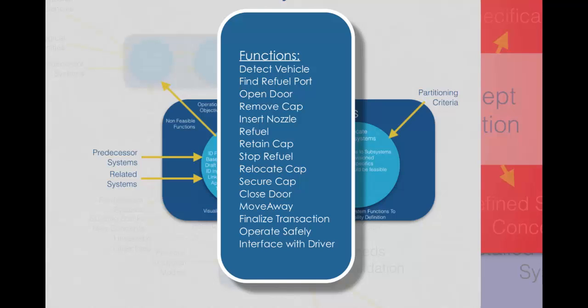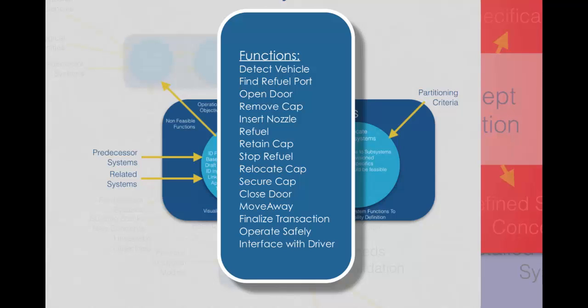It must be capable of opening the refueling door, removing the cap, inserting the fuel nozzle, and refueling the vehicle. It must be able to retain the fueling cap, stop refueling once it's reached its limit command, relocate and secure the cap, close the door, move away from the vehicle, and finalize the transaction. One final point for this is, it must perform all these functions without damaging or so much as scratching the vehicle it's interacting with. This is in and of itself a higher risk.